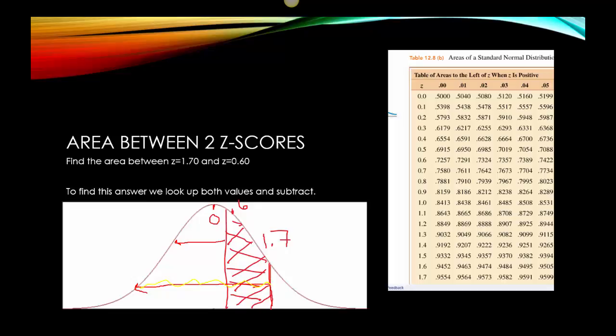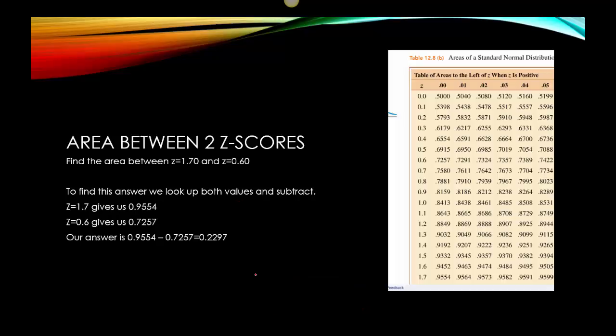So to find this kind of hash mark in the middle, I'm just going to subtract. So I'm going to look at both of those areas. And here they are over here. At 1.7, I can see is 0.9554. 0.6 is 0.7257. To get the area in between, I simply subtract them. Don't worry about how do I know which ones go first. The big one goes first. So anytime I subtract, it's the big number minus the small number gives you your answer. So the area between those two is 0.2297.